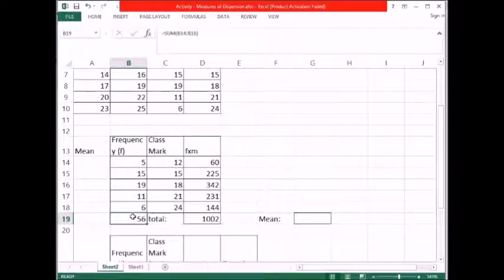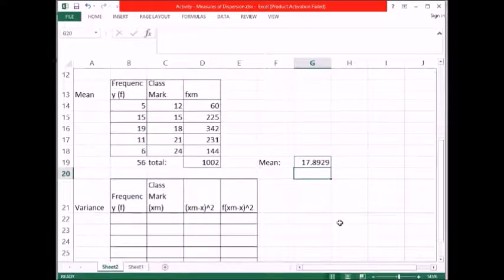Okay, so to compute for the mean, equal lang po natin, pwedeng i-highlight nyo po itong cell containing 1,002 divided by the cell containing 56, then enter. Or you can just type directly, no, equals 1,002 divided by 56, no? So it will still produce the same answer naman.